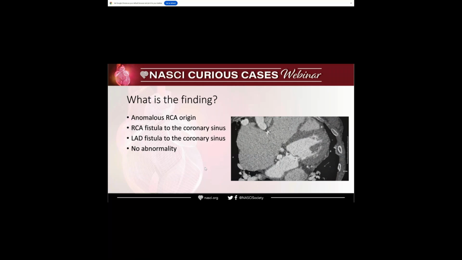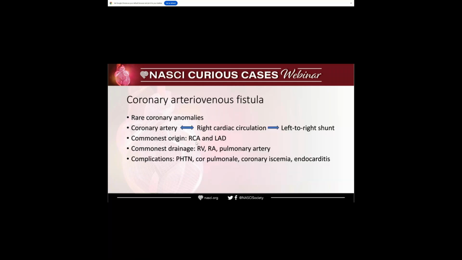So this is RCA to coronary sinus. These are quite rare anomalies, and they usually occur between the coronary artery and the right cardiac circulation, so basically it's the left to right shunt. Commonest origin is the RCA and or LAD. And commonest drainage is either directly into the right ventricle, right atrium, or sometimes to the pulmonary artery.